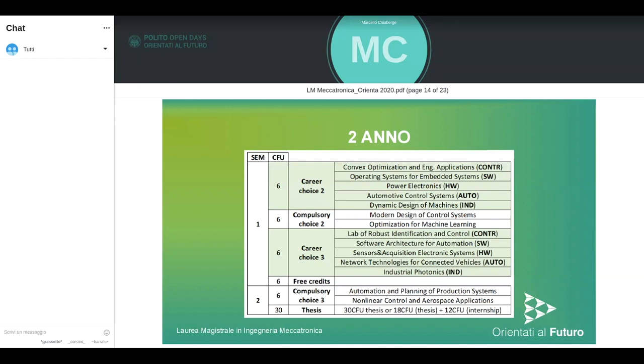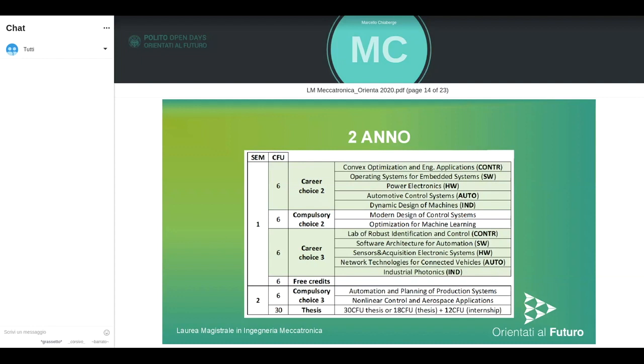Then you will have, as you can see, the 3 credits. And in these 3 credits, you can put every course you want to follow that is not part of the study plan in mechatronics, or maybe you can choose one of the previous courses that you were not able to put in your study plan. So, for example, you are following the control career, but you want to go deep into something in electronics, and so you want to put the sensor and acquisition electronic systems. So any course can be put in the free credits.